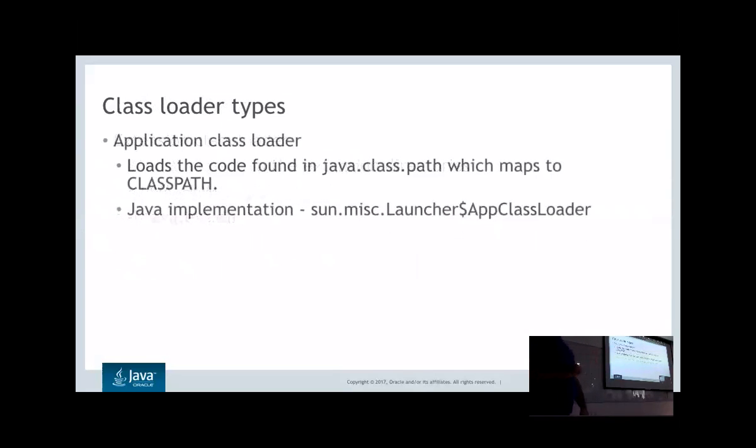The third type of class loader is called the app class loader, which is one of the most important class loaders. The application class loader loads those classes which get loaded by your class path. So you pass a lot of jar files in the class path, and those jar files get loaded by the class path. You pass -cp or -classpath in the Java argument, which is equal to java.class.path, which maps to the class path. And if you want to see the implementation detail, you can see the app class loader in the same place, right?